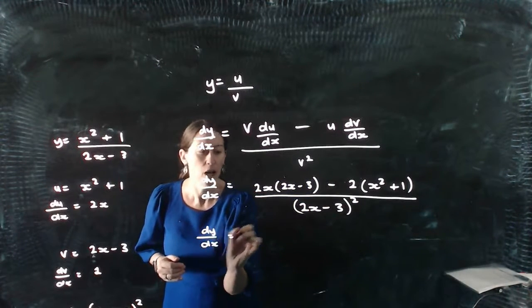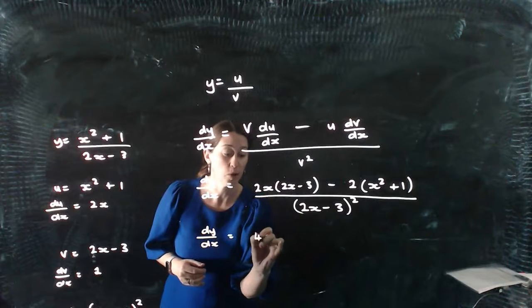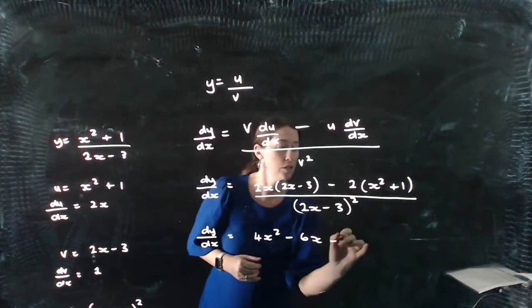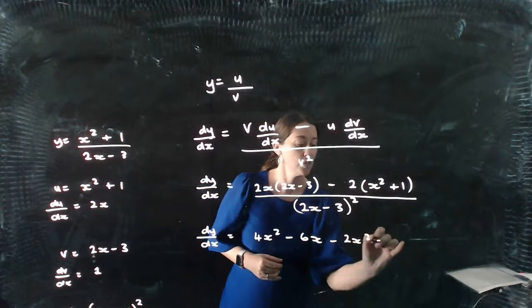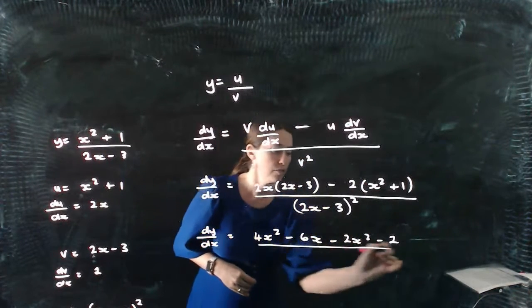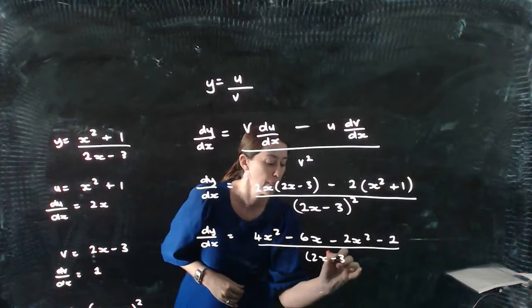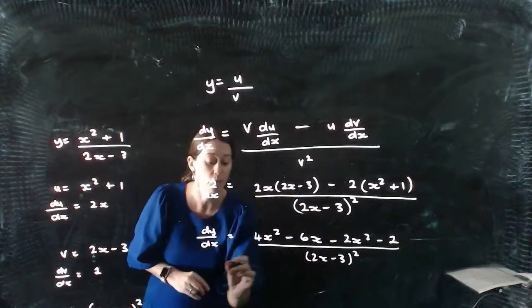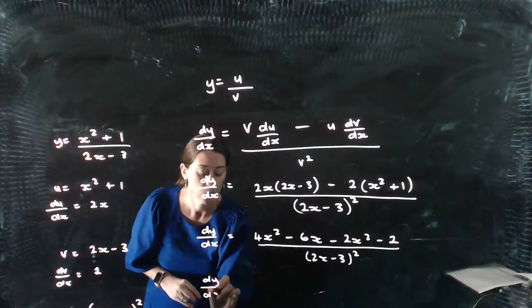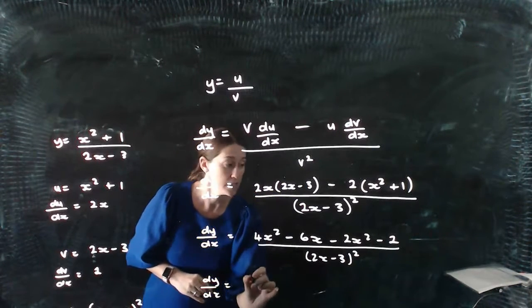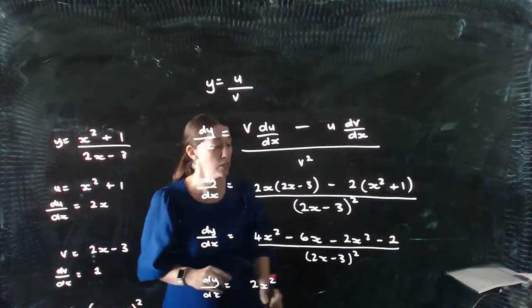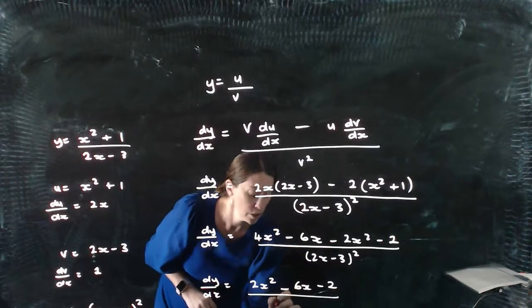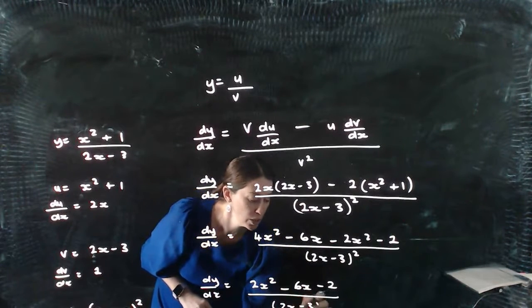Alright, so 2x times 2x is 4x squared minus 6x minus 2x squared minus 2, all over our v squared. And then let's have a look at like terms. 4x squared minus the 2x squared leaves me with just 2x squared. And I think this is the last line I'll be able to do before I have to rub anything off. Minus 6x minus the 2, all over 2x minus 3 all squared.